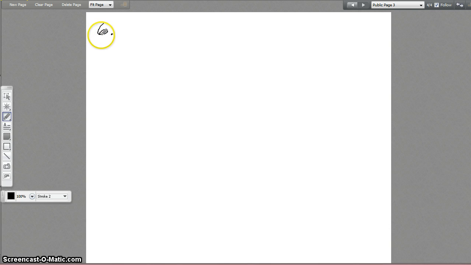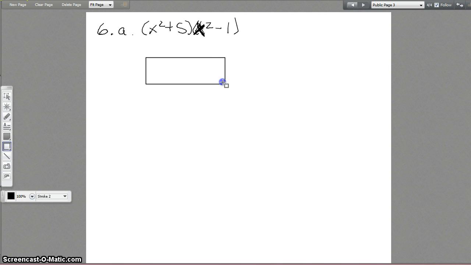Number 6 says find each of the following products. So I'm just going to work a few examples from number 6. So 6a is x squared plus 5 times x squared minus 1. Sorry, that is not very neat. Really still not very neat. So let's find this product. I'm going to use my grid because you know how much I like using my grid. And put my grid lines in.